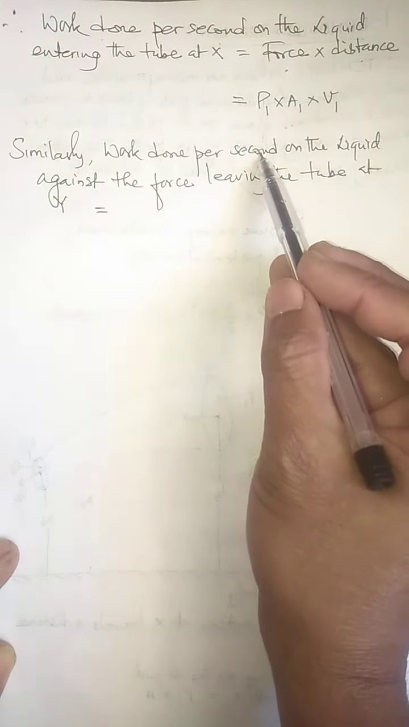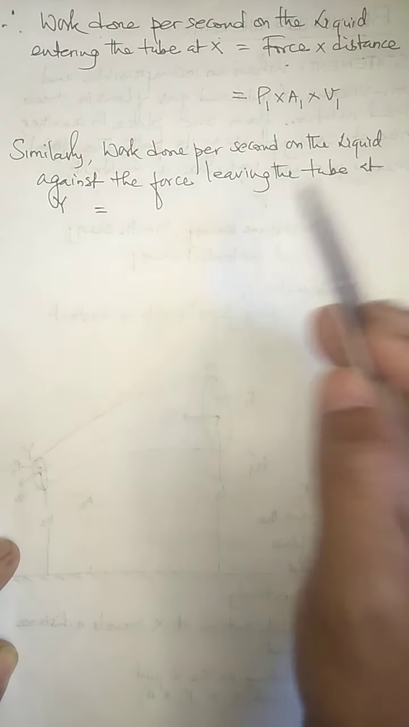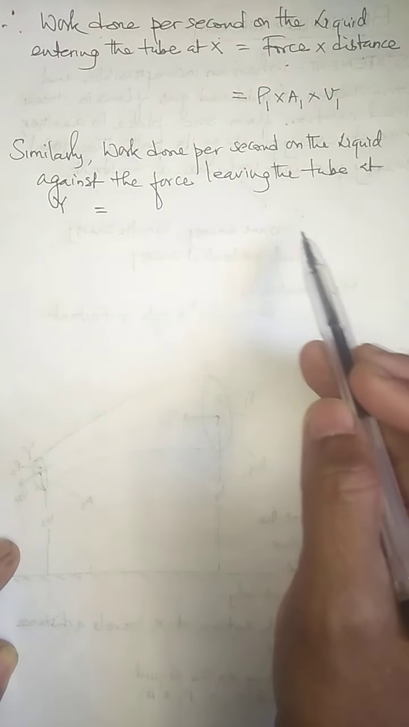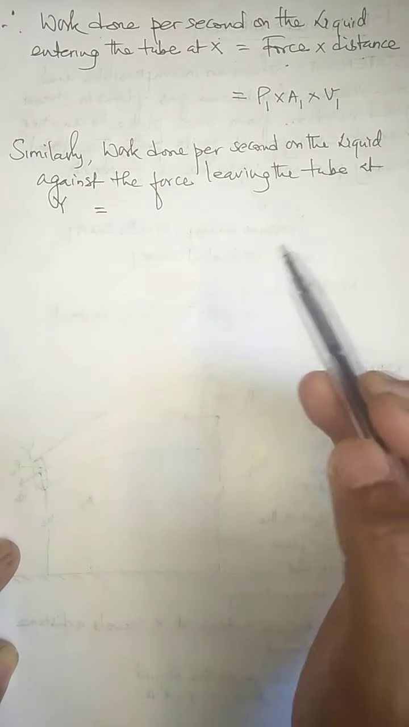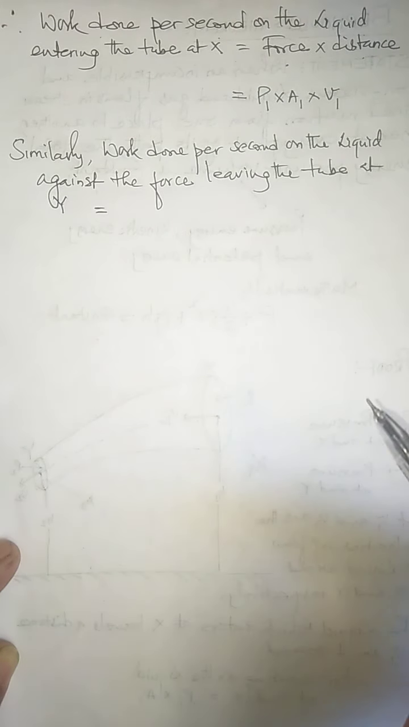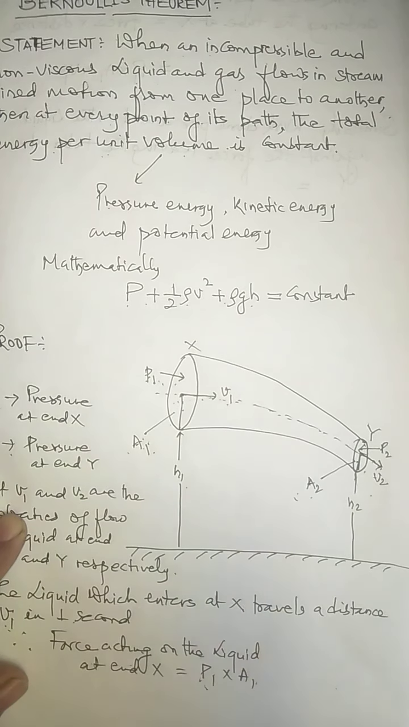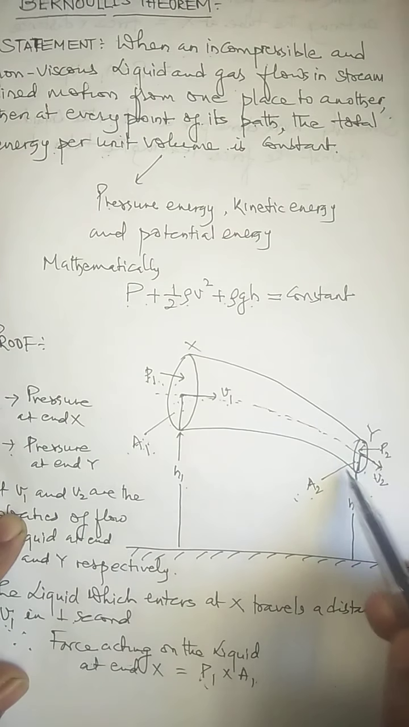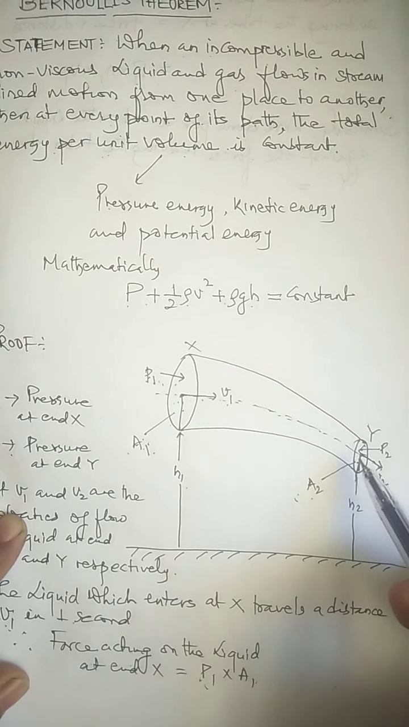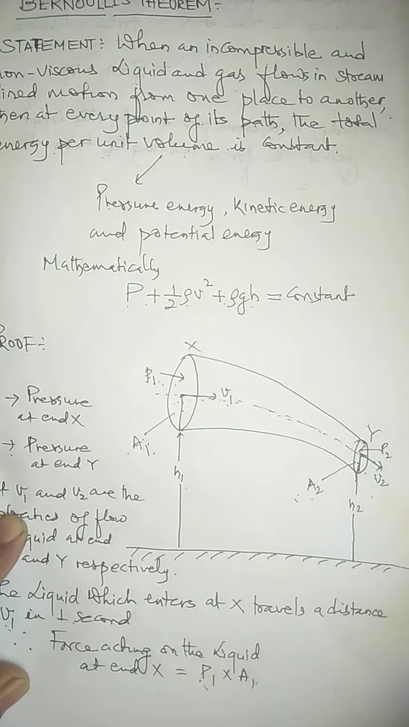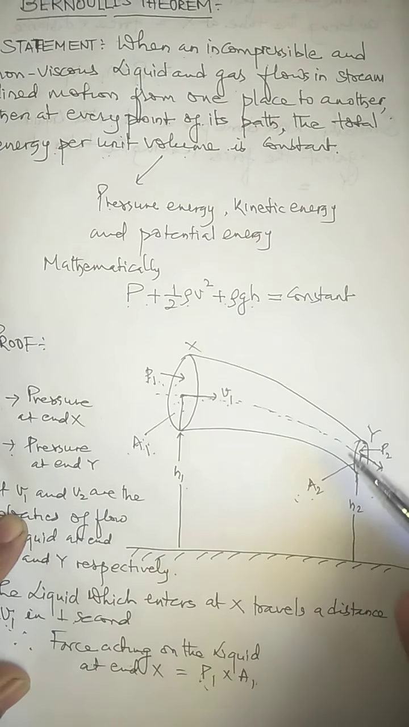Similarly, children, we can calculate the work done per second on the liquid which is leaving from the tube, or from the tube end Y. But this work done is calculated against the force. Now why against the force? Because if you look at this diagram, children, this is the end where the liquid is leaving, but at this end the pressure is exerted in this direction, and this pressure is exerted by the atmospheric pressure on the liquid, because of the force exerted in this direction.